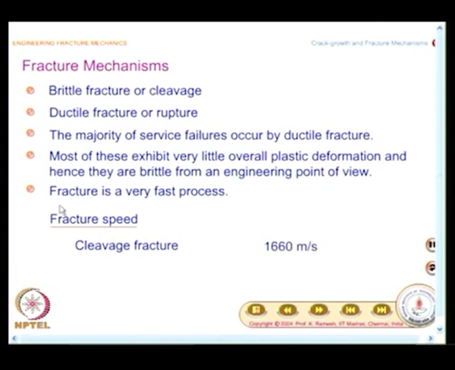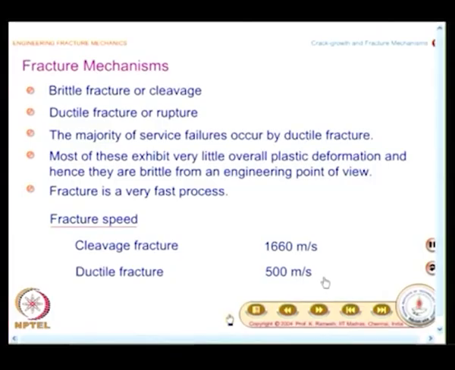And in contrast to crack growth, fracture is a very fast process, and this is what I said, both fractures are very fast. In cleavage fracture, the crack travels at a speed of 1660 meters per second. In ductile fracture, it travels at a speed of 500 meters per second. If you look at a racing car that travels around 100 meters per second, that itself is very high speed, and imagine a crack travels at 500 meters per second, it is really very fast.